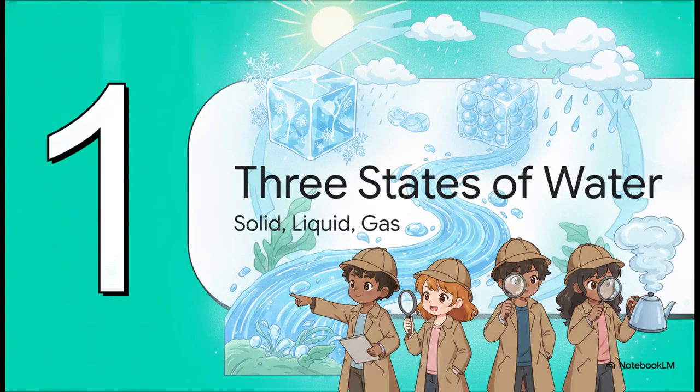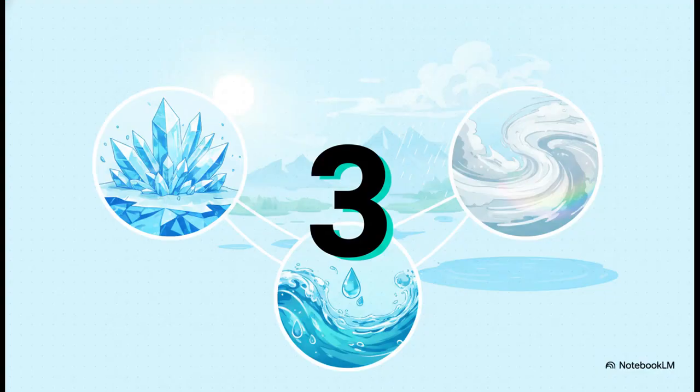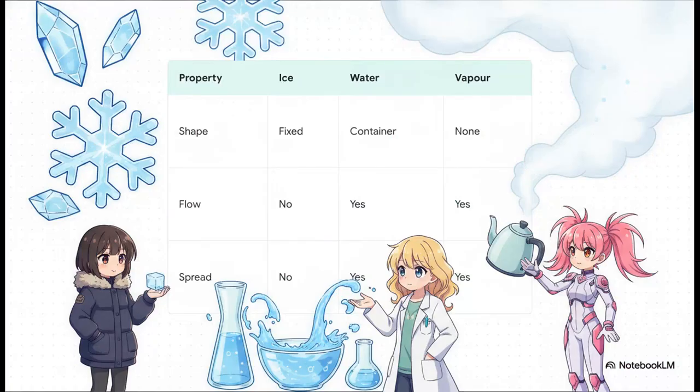All right, Section 1, the 3 states of water. Let's put on our scientific detective hats today by observing exactly how water behaves in our daily lives. You know, water is basically a magical substance. Why? Because it naturally exists in exactly 3 different states around us. You've probably interacted with all 3 of them today without even realizing it. Those states are solid, liquid, and gas. Let's look at how these 3 states behave differently from one another.